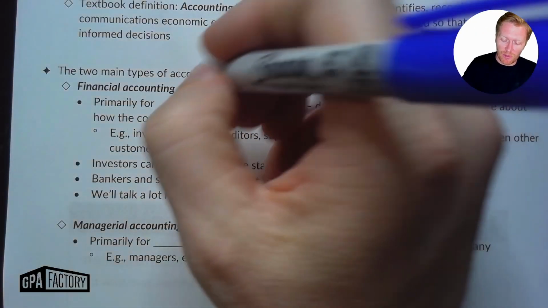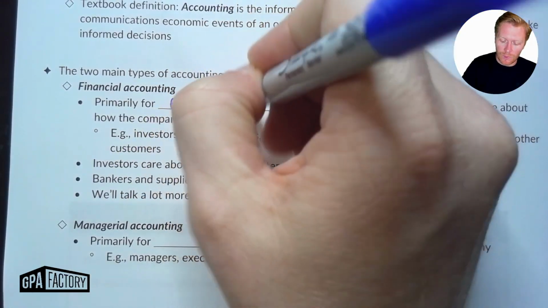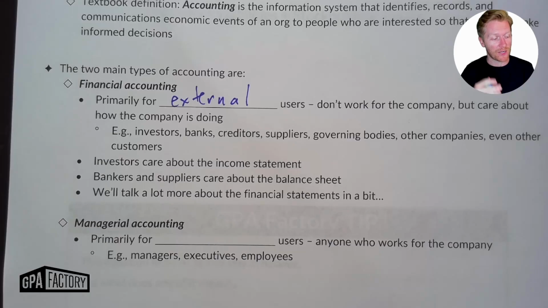So really, financial accounting is primarily for external users, and it comes in the form of financial statements. External users don't work for the company, but they care about how the company is doing. So this is like potential investors. These are banks, especially if they're going to give a loan, creditors, suppliers. If we're going to supply a company some raw materials, or some goods that they are going to resell, we're going to want to make sure that's a good company to do business with. So it's really any external users of this information. Governing bodies, other companies, even customers, they all might care about how the company is doing. Those are all people who care about financial accounting information.